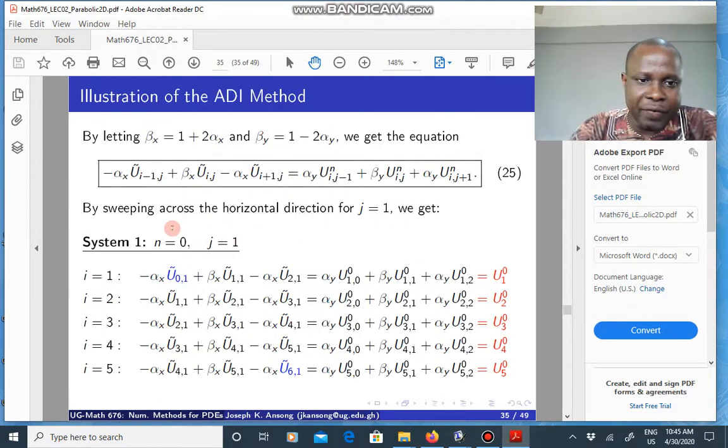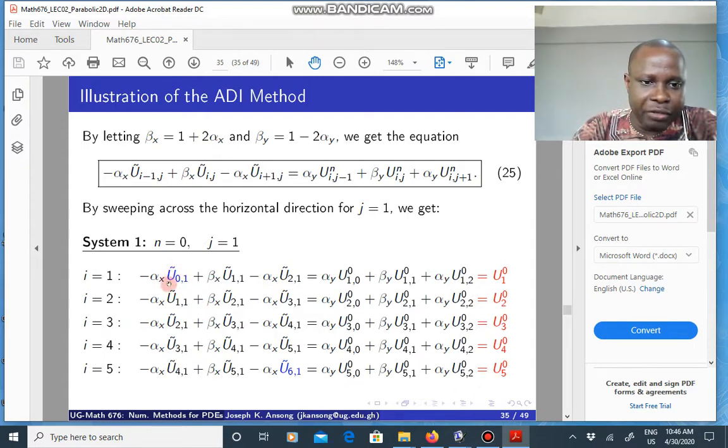So in the first step where I plug in n is 0 and j is 1, for various values of i for the horizontal sweep, I get the system of equations. Now the right hand side here I just denoted by this red. It's just a notation to show that we know what is on the right hand side. These are known from the initial or previous iterations. So we know the right hand side.